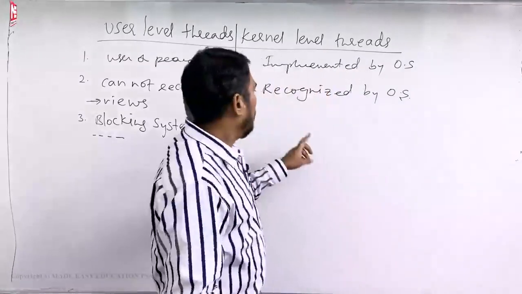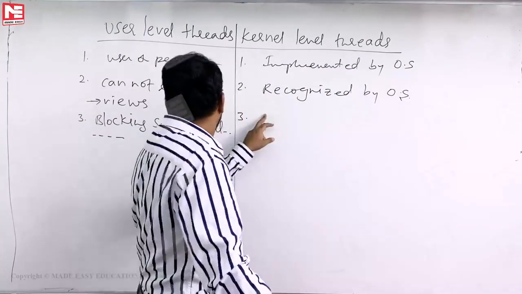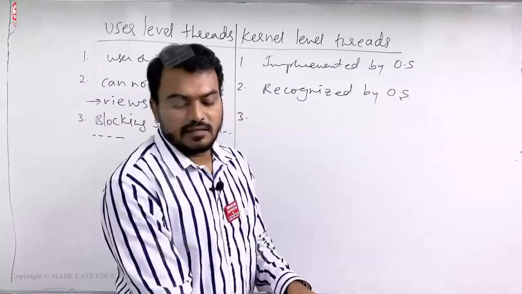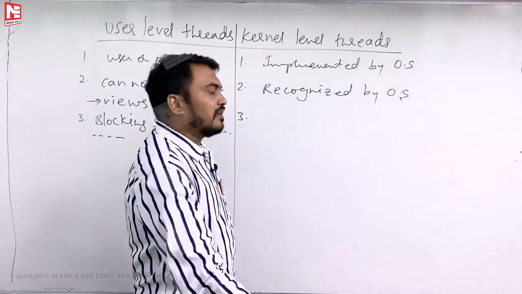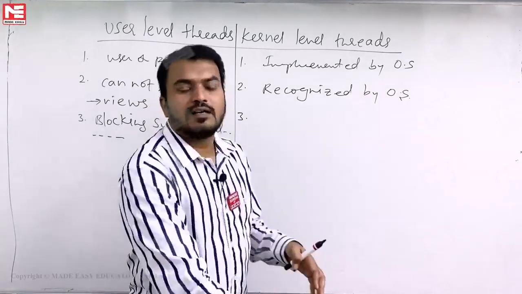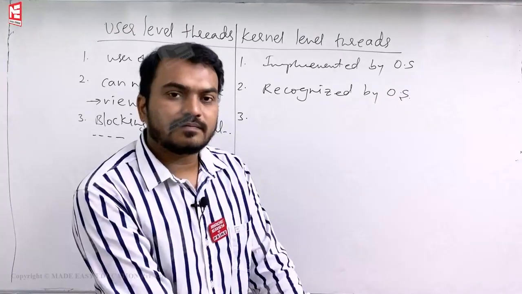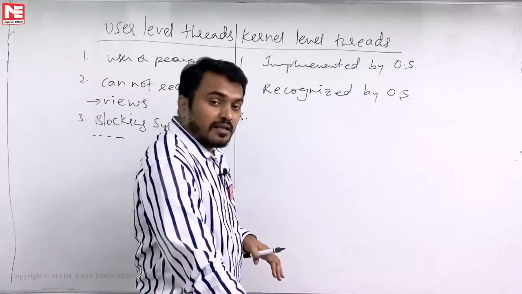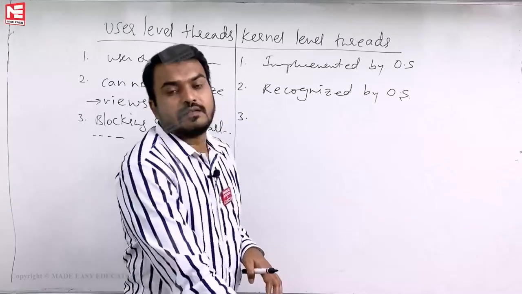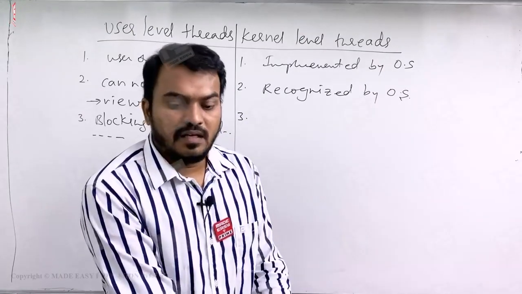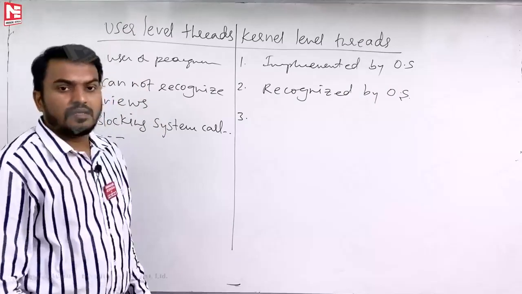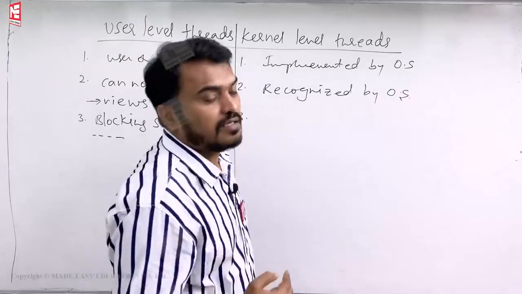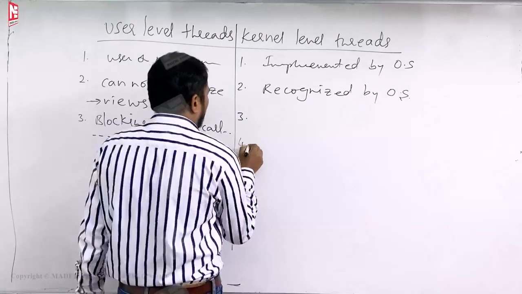Third point likho yahan pe. If one kernel level thread is performing blocking system call, then another thread will continue the execution. So if one kernel thread is performing a blocking system call, another thread will continue the execution. Okay, right. So next, note down the next point here.